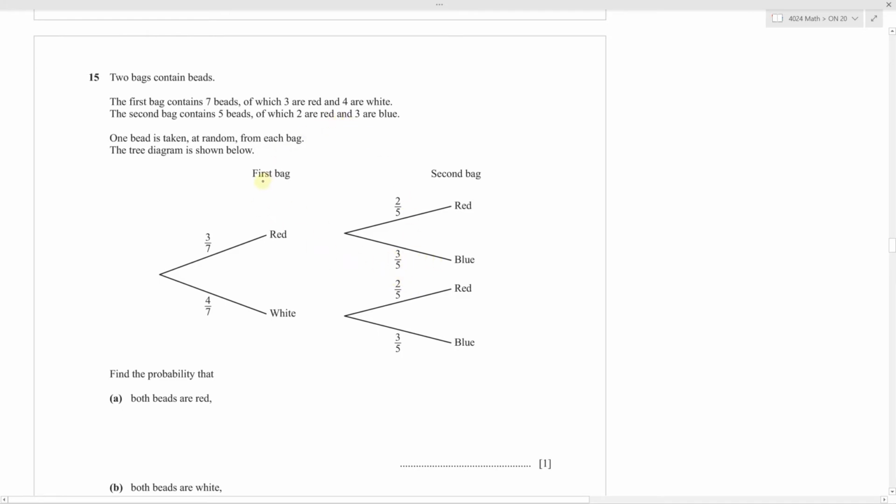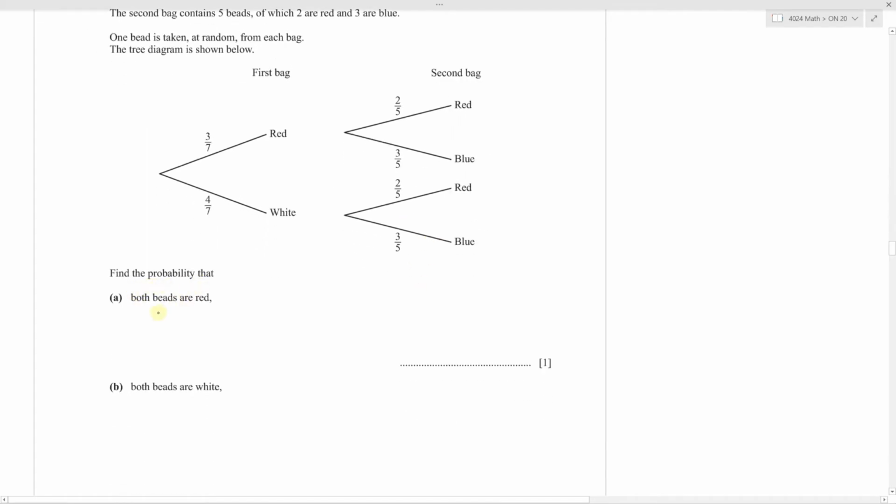So you pick one bead from the first bag, and then you pick one bead from the second bag. So you're given all the possible outcomes here. So if you pick red, what are the probabilities of red and blue from the second? And if you pick white from the first, what are the probabilities of red and blue from the second bag?